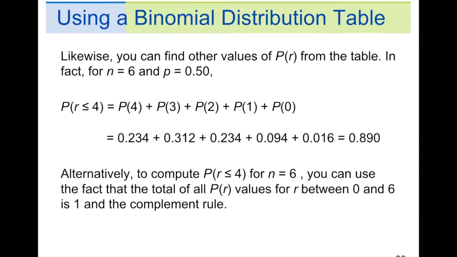Alternatively, to compute the probability of r less than or equal to 4 for n equals 6, you can use the fact that the total of p of r values for r between 0 and 6 is 1 and the complement rule.